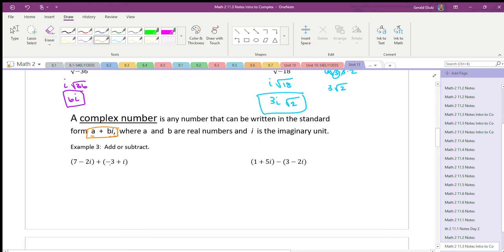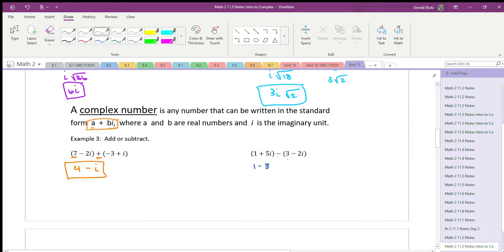Example 3 is telling us to simplify by dealing with this sign. This tells us to add, so we're just combining like terms. I have a 7 and a negative 3. So 7 minus 3 is 4. I have a negative 2i and a positive i. That's just negative 1i, or negative i. So 4 minus i would be my answer. Again, all we're doing is combining like terms. So 1 minus 3.